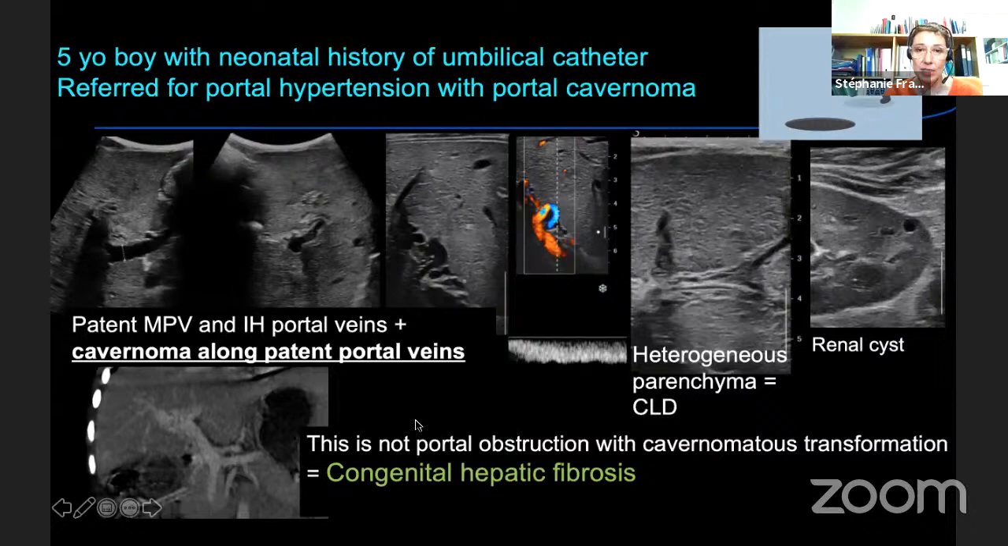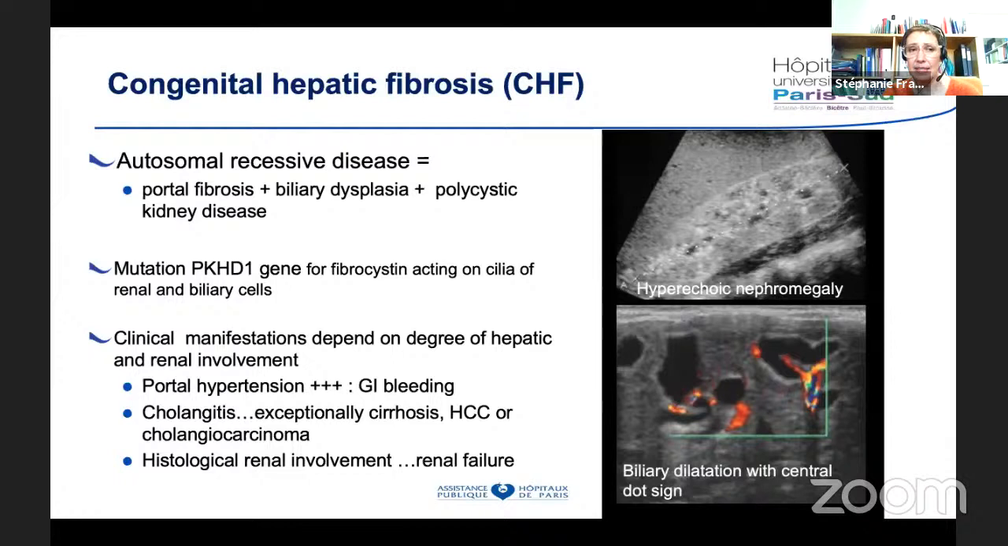Congenital hepatic fibrosis is an autosomal recessive disease with portal fibrosis, biliary dysplasia, and polycystic kidney disease. What you may see also on the ultrasound is hyperechoic nephromegaly. And you may see also biliary dilatation with the central dot sign.